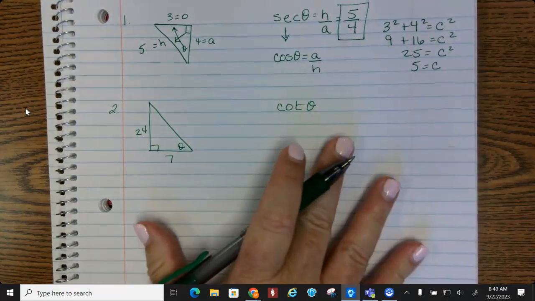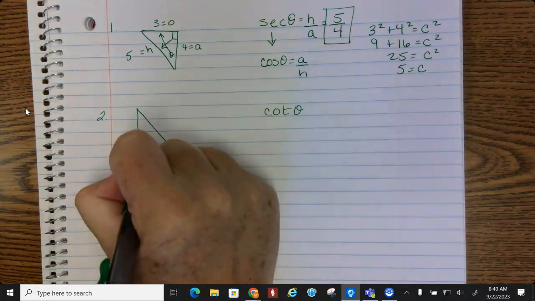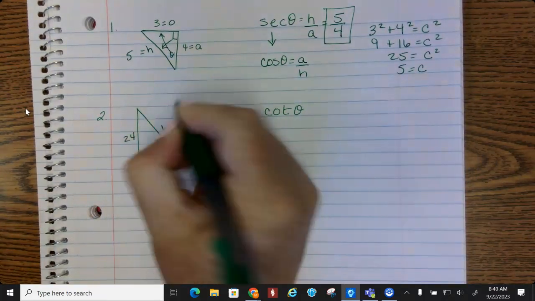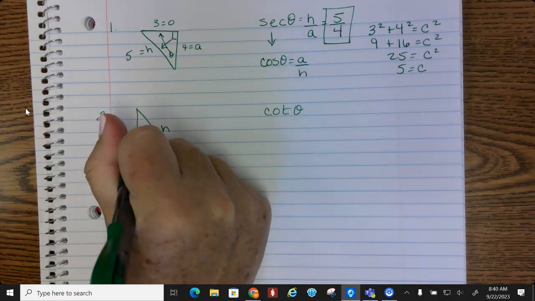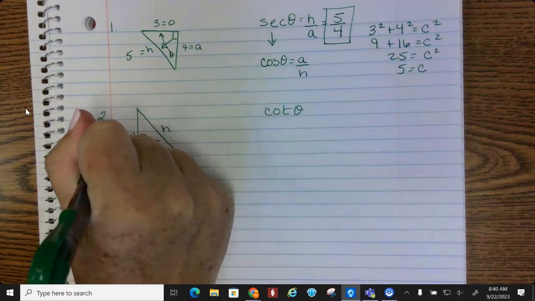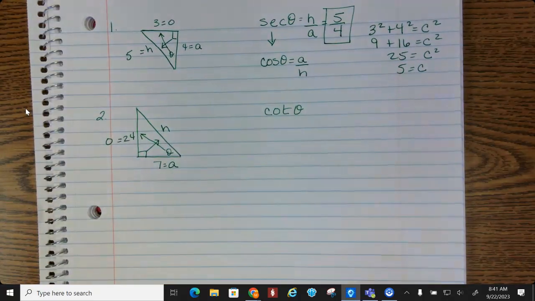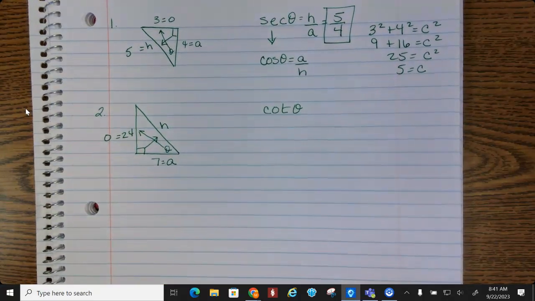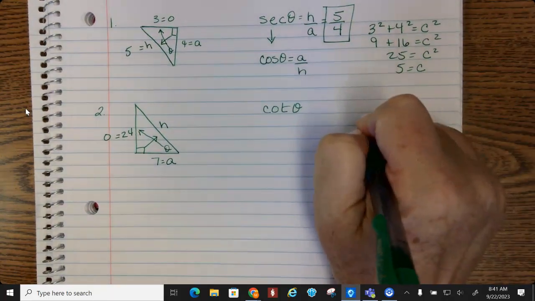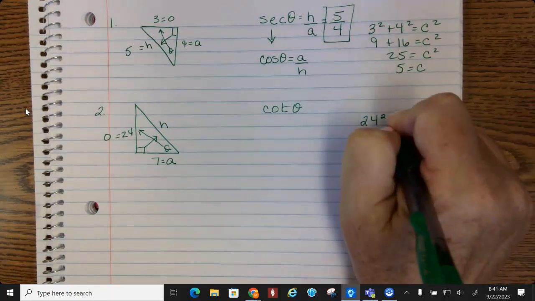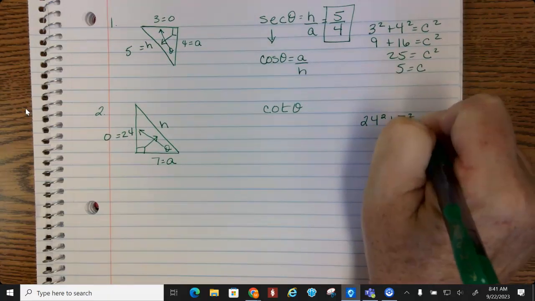So we're going to do the same thing here. Again, label, label, label. We need hypotenuse. 24 is my opposite. That means 7 is my adjacent. We're going to do the Pythagorean theorem again. So 24 squared plus 7 squared equals c squared.